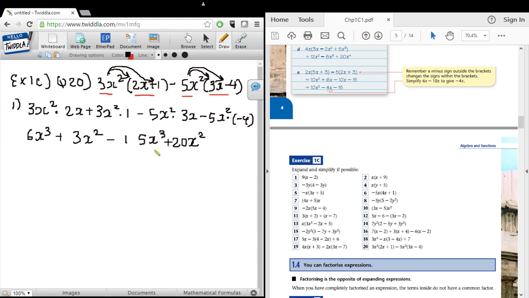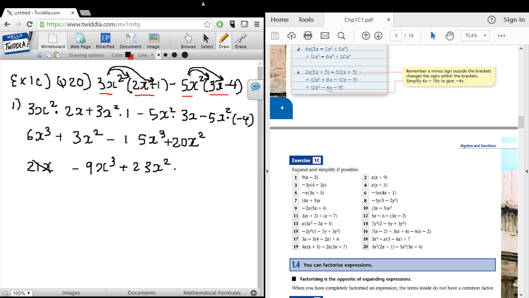But now we can see that we have some terms that have the same powers, so we can start simplifying. So here we're going to have 21x to the power of 3, sorry, I didn't see the negative, so we'll actually have minus 9x cubed plus 23x squared. So that's the answer to question 20, and it's as simple as that.